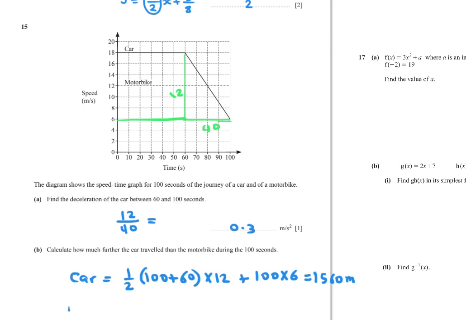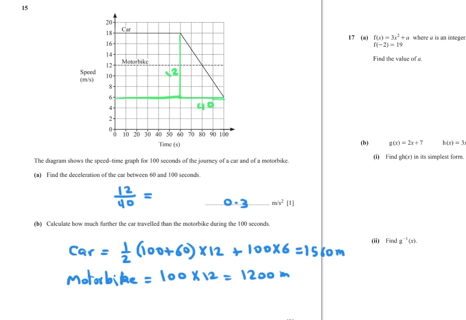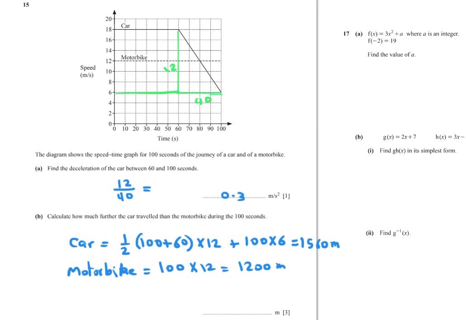For the motorbike, the distance equals the area for this rectangle. So 100 times 12. 100 times 12 equals 1200 meters. Now to find the difference between the distances. So 1560 minus 1200, so 360 meters.